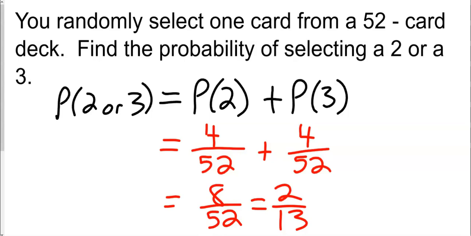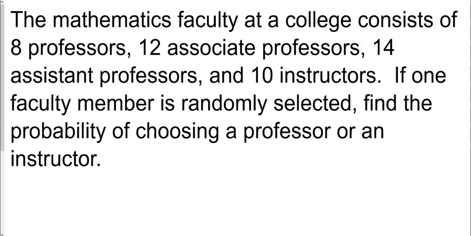So, moving on to the next guy. Here it says the mathematics faculty at a college consists of 8 professors, 12 associate professors, 14 assistant professors, 10 instructors. If one faculty member is randomly selected, find the probability of choosing a professor or an instructor.